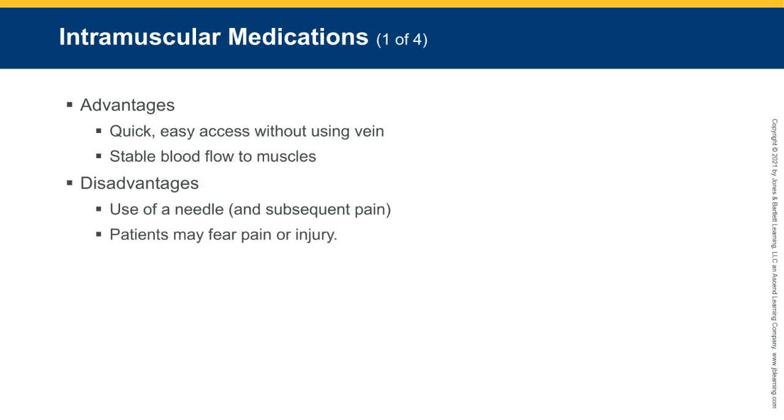Intramuscular, or IM, injections deliver medication directly into muscle tissue, allowing for rapid absorption. This method is quick and easy without requiring IV access. However, using a needle may cause pain or anxiety in some patients. Always ensure the injection is given correctly to avoid complications.